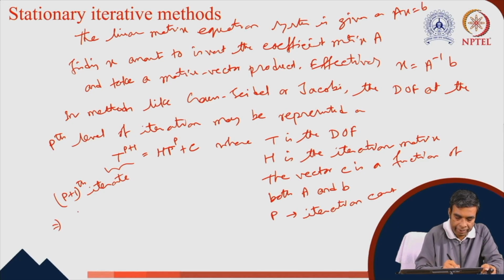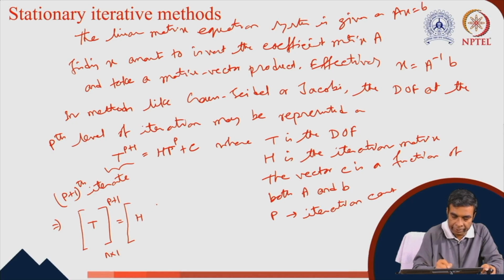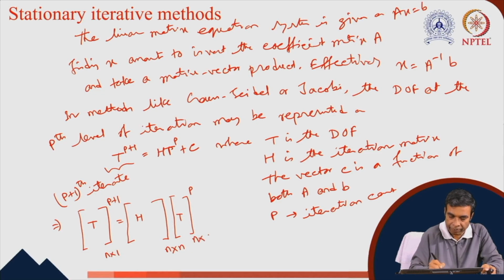This may be represented as T at P plus 1th iteration level. This is an n by 1 vector. H is the iteration matrix. This is of n by n size. And Tp is the n by 1 vector at the pth iteration count. And C is the n by 1 vector.